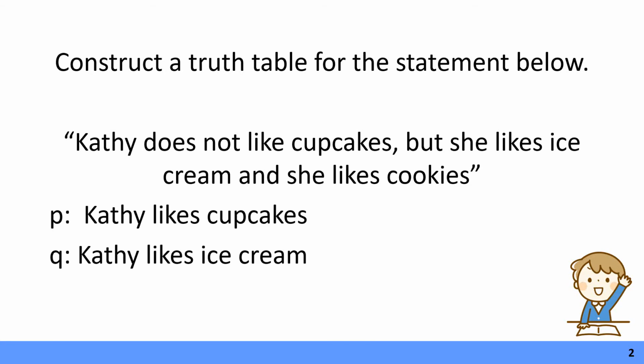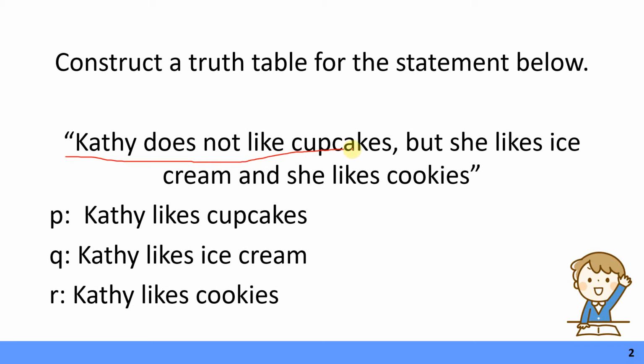So we're going to label those P, Q, and R. The first one, Kathy likes cupcakes, is going to be represented by P. Kathy likes ice cream is going to be represented by Q, and Kathy likes cookies is going to be represented by R. So the first thing before we actually tackle a truth table is we have to break the sentence down into pieces.